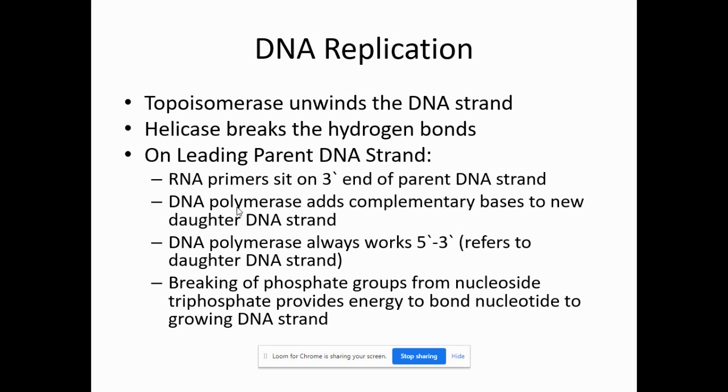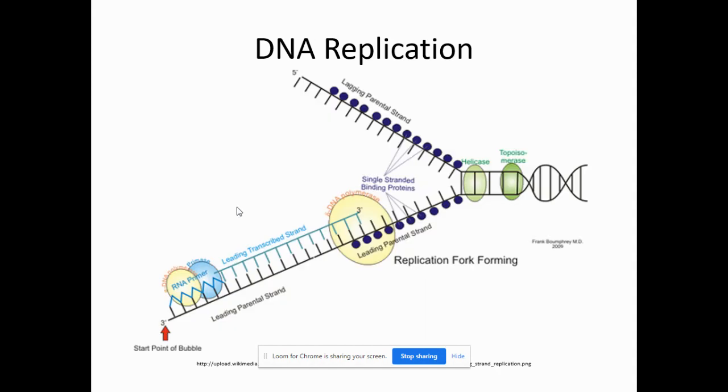DNA polymerase can only work in one direction. It can only work 5' to 3' in reference to the daughter strand. So if the parent strand is 3', then the daughter strand is going to be 5'. Here you have RNA, and then DNA polymerase will come in, sit where this RNA is, and start adding complementary base pairs in this direction. It can work continuously, because it can work 5' to 3'.